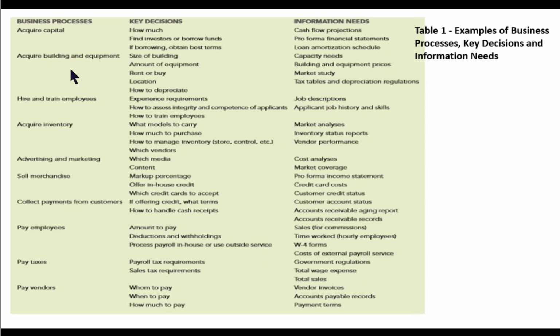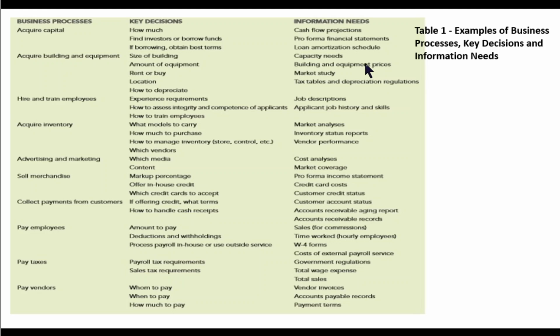Another example of a business process is acquire building and equipment. How would you decide? So what are the key items that you have to make decisions? So you have to decide the size of the building, of course, the amount of equipment, the rent, if you will rent or buy, where's the location, and how do you depreciate. And how do you get information? What information do you need to make these decisions?